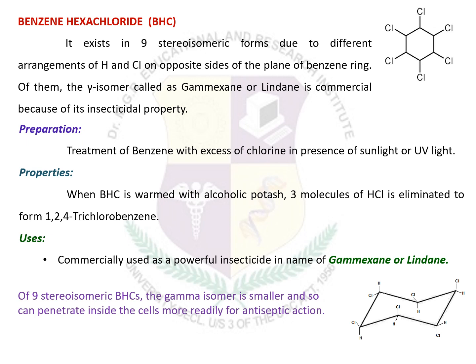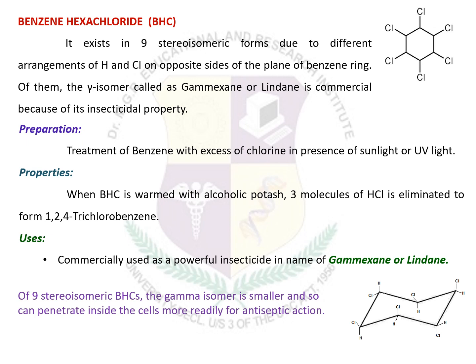The preparation of BHC is very simple, as by direct halogenation method. Treatment of benzene with excess of chlorine in presence of sunlight or UV light will give benzene hexachloride. The properties are: when BHC is warmed with alcoholic potash, 3 molecules of HCl are eliminated to form 1,2,4 trichlorobenzene.